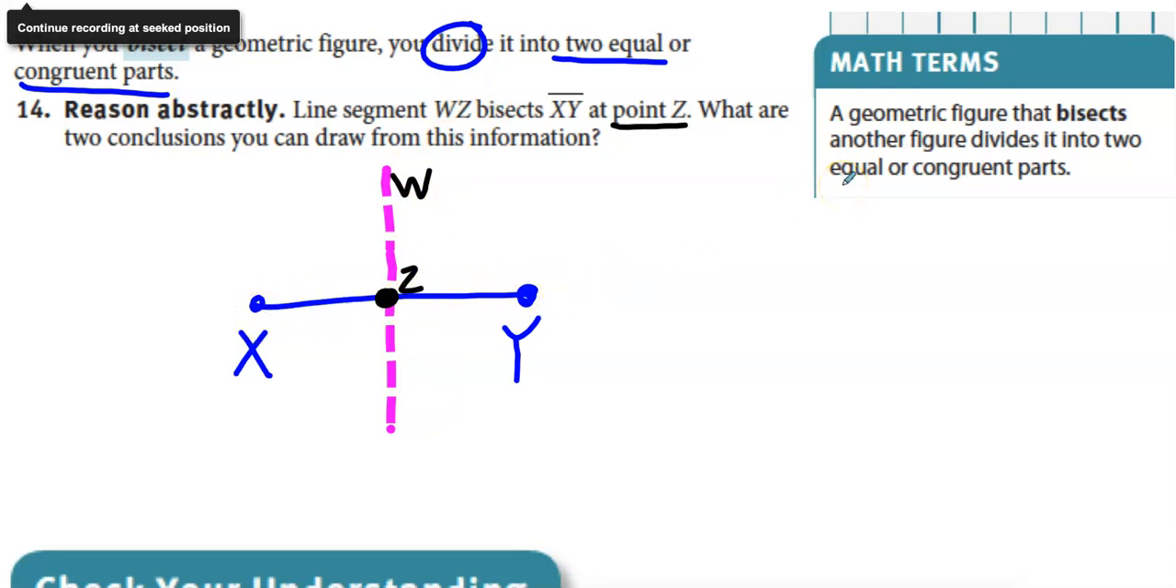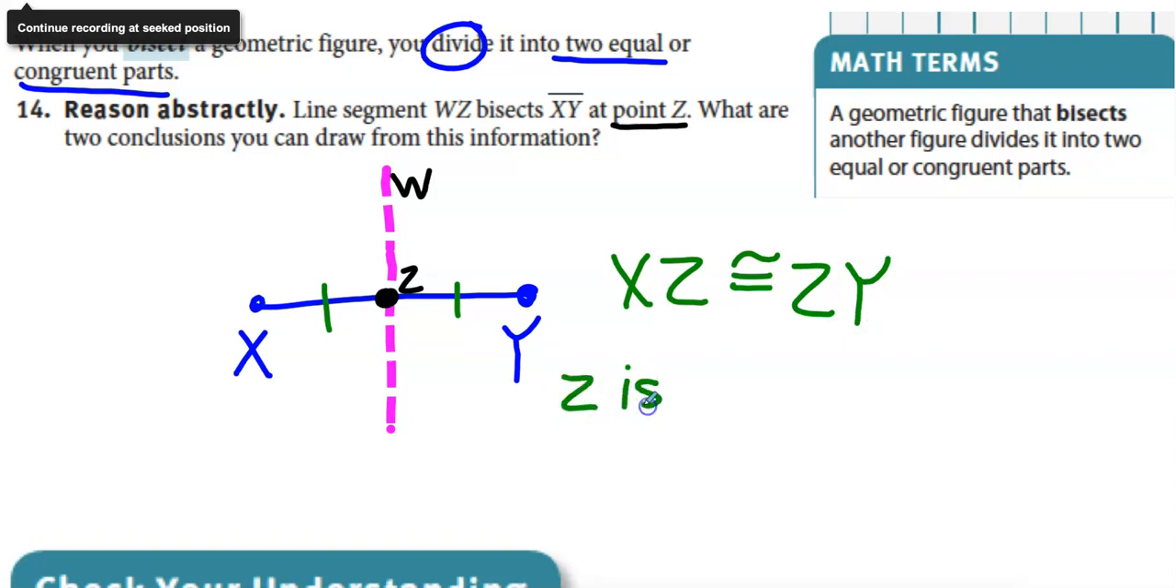So what am I able to conclude about this information? So I know if it's a bisector, I know it cuts into 2 equal parts. So I can go ahead and say, well, I know this part has to be equal to this part, very similar to a midpoint. So I know that XZ has to be congruent or equal to ZY. Okay? I can also tell that Z is going to be the midpoint.